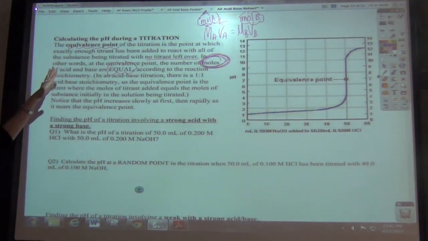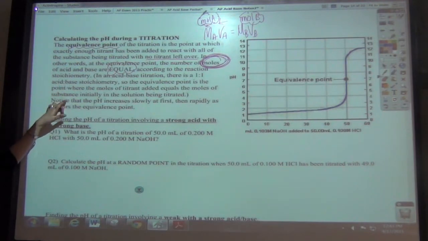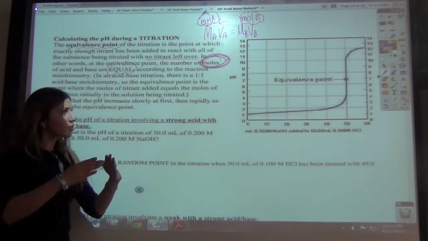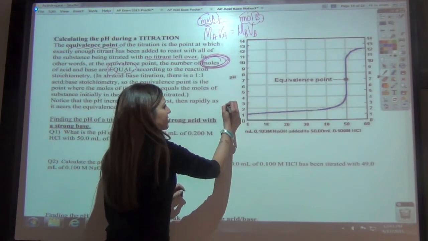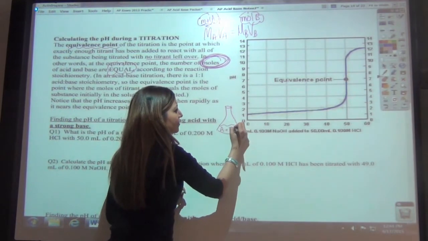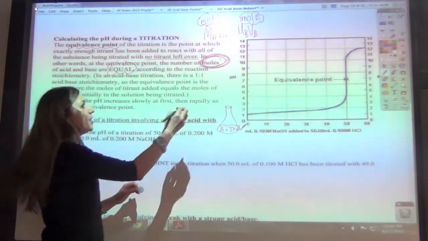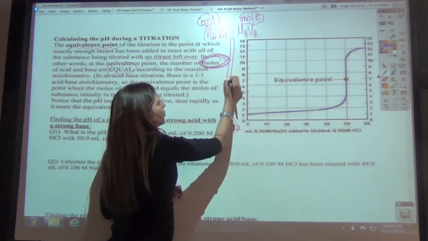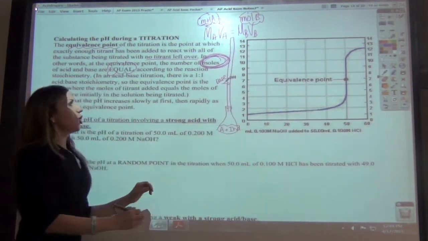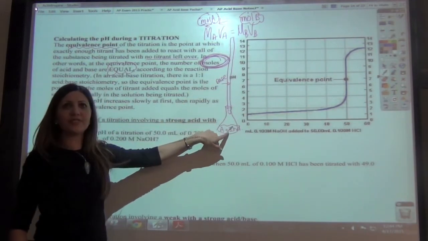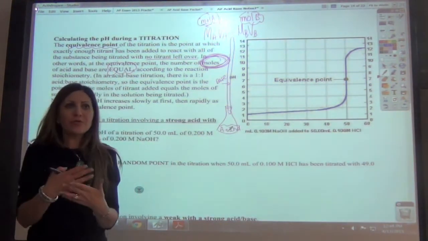So it says, according to stoichiometry, in an acid-base titration, there's a 1-to-1 acid-base stoichiometry. So the equivalence point is the point where the moles of the titrant added equals the moles of the substance initially in the solution. So remember, typically you have a flask, and inside of your flask, you put an acid plus maybe some type of indicator, for example, okay? And then you have a burette, and inside of your burette, you would put your base. And so you start to drop down your base, and as soon as the moles of the base are equal to the moles of your acid, then typically that's where you get that color change.